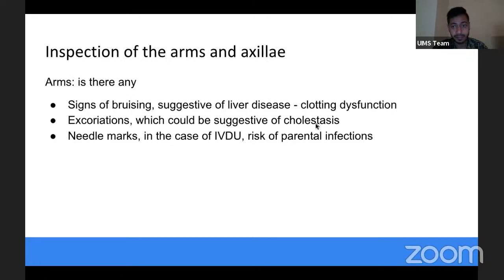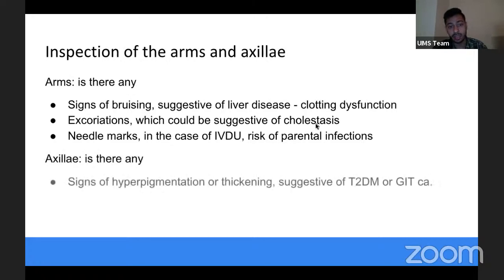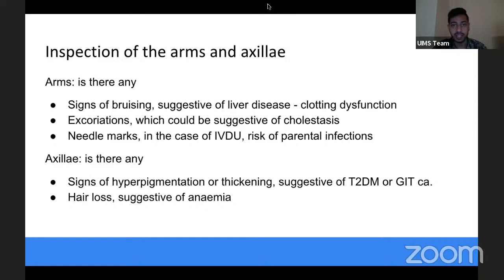Next thing is the axilla. So in the axilla, are there any signs of hyperpigmentation, or is there thickening? Hyperpigmentation or acanthosis nigricans is usually suggestive of type 2 diabetes or stomach malignancies as well. There can also be hair loss. Hair loss is very suggestive of anemia and also malnutrition.